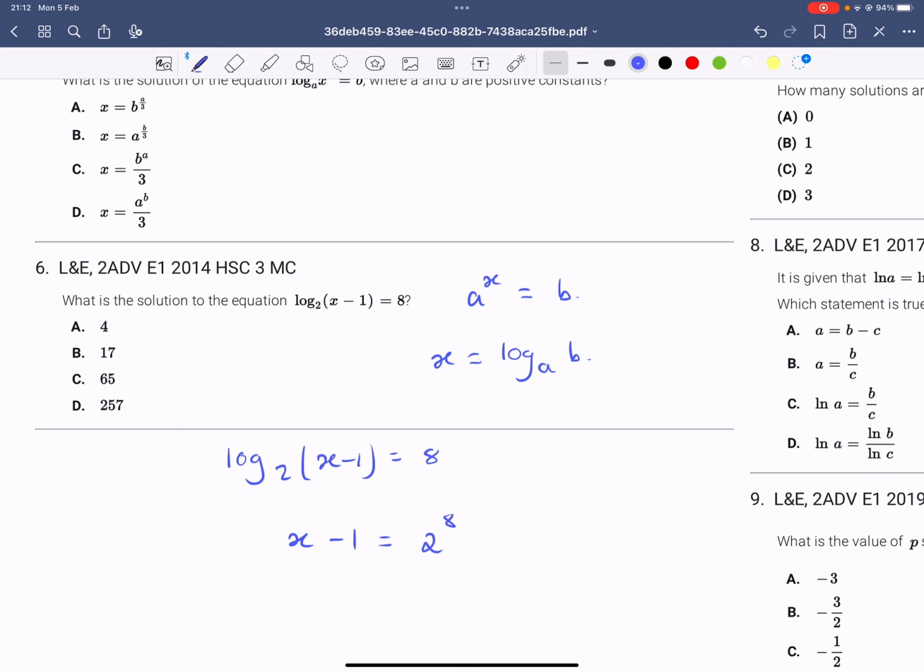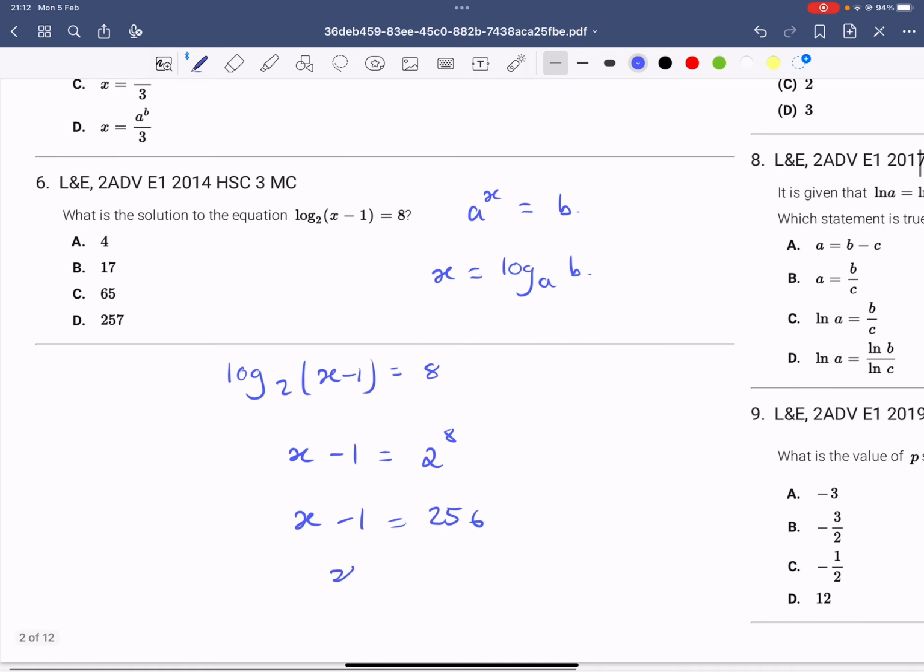Now 2 to the power of 8, what's that, 64? Let me double check. Sorry, 256. x minus 1 is equal to 256, plus 1 to both sides. We get x is 257, and that's option D.